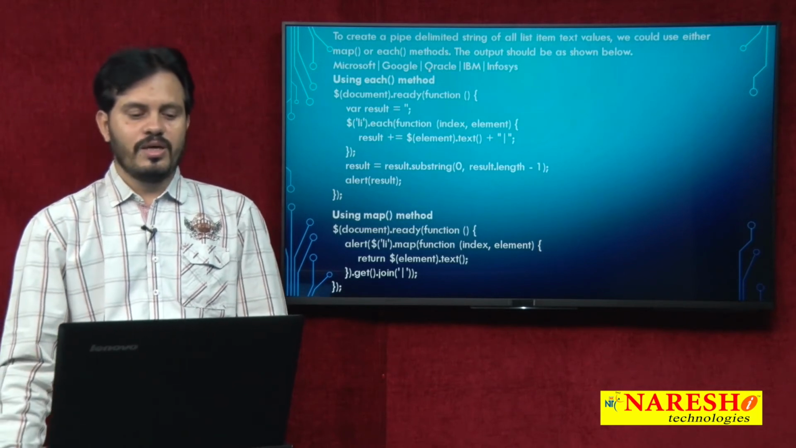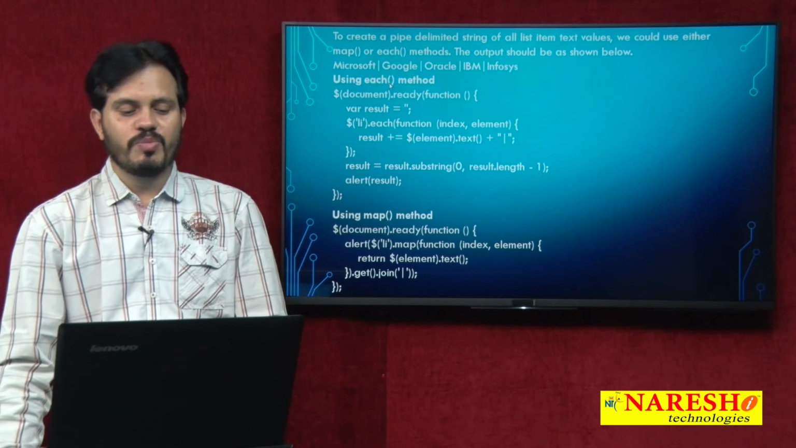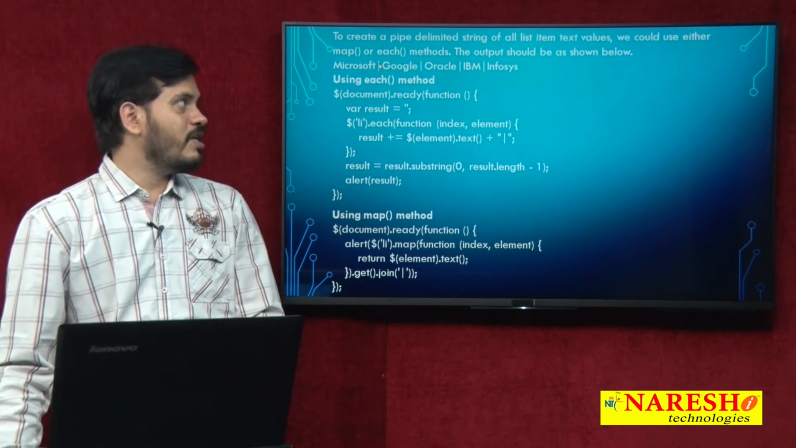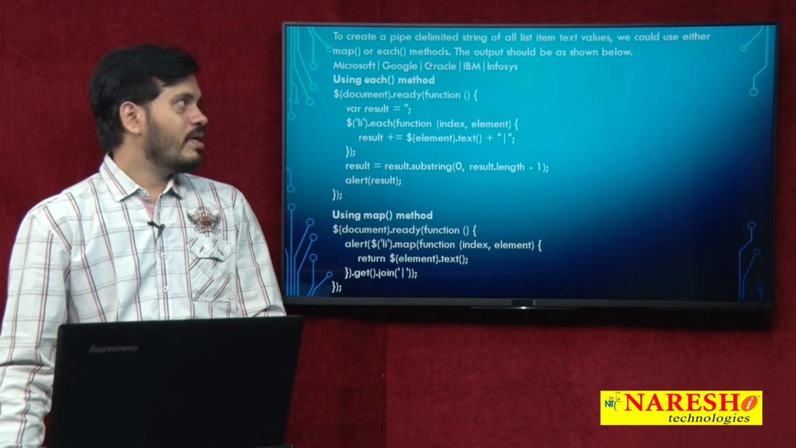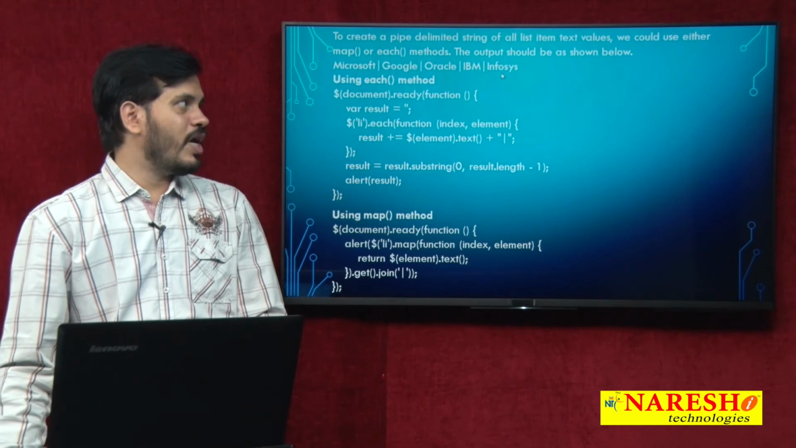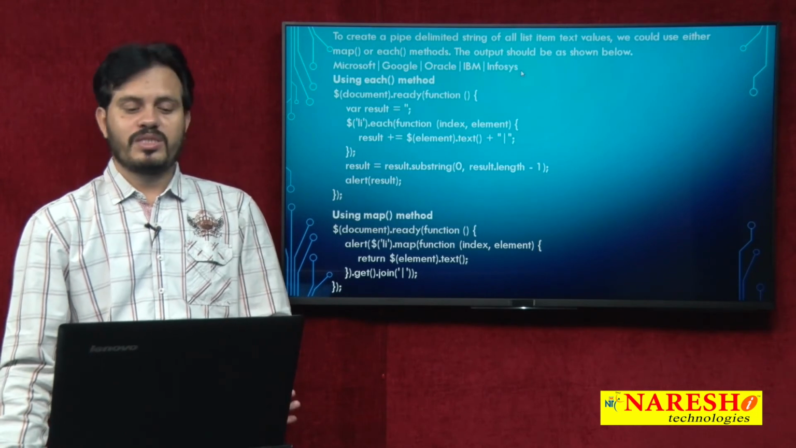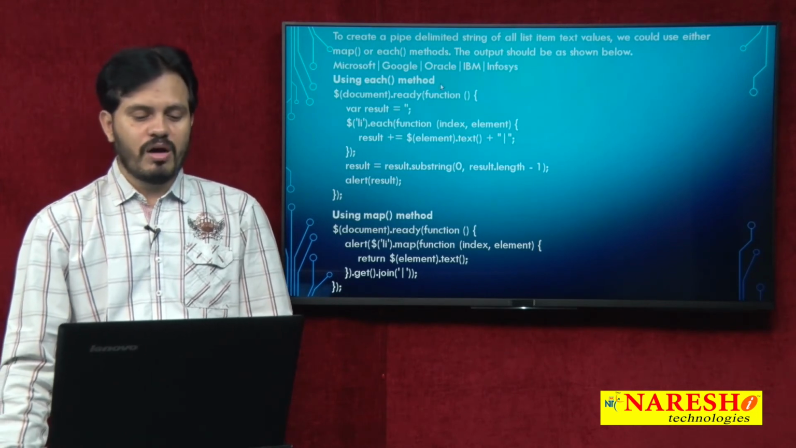How? We'll see that. First let's move with the each method, and how the output should come: Microsoft, pipe symbol, Google, pipe symbol, Oracle, pipe symbol, IBM, pipe symbol, Infosys. After Infosys there is no other list item text value, so the pipe symbol should not come. This is the last one. So using the each method, how will you do that?